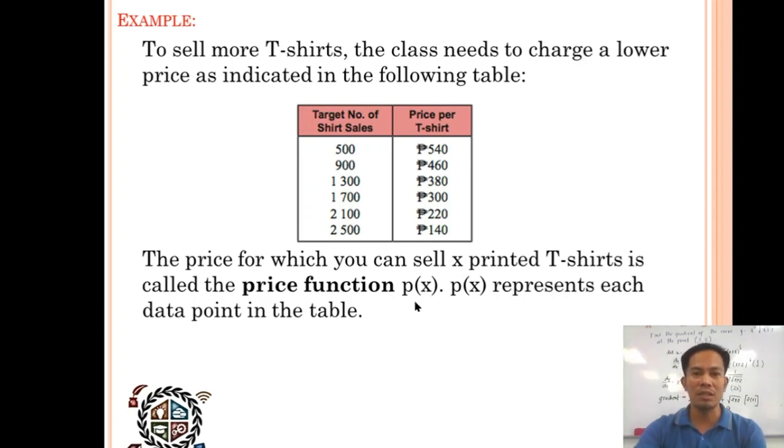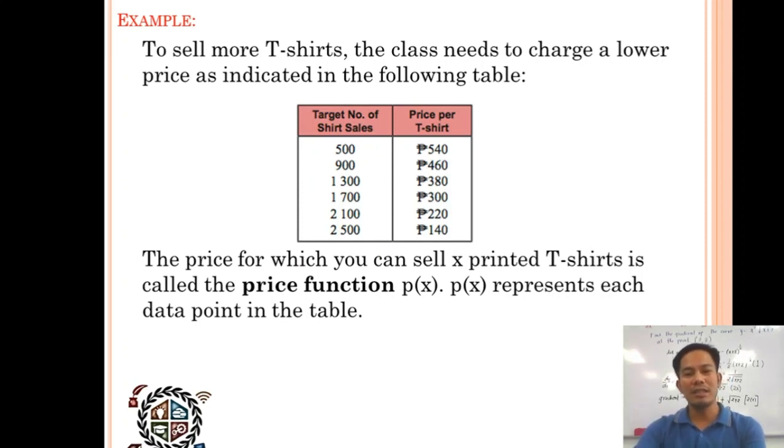Hahanapin po natin yung price function na yan. P of X represents each data point in the table. Okay? So, if ever may dumugtong pa dito, halimbawa, mapapansin nyo, 500 naging 900, nadagdagan ng 400, right? Tapos nadagdagan ulit ng 400, nadagdagan ng 400, nadagdagan ng 400, nadagdagan ng 400. Kapag naging 2,900 ba yan, magkano kaya ang lalabas dito? Ano yung magre-represent doon sa kalalabasan? Okay? What is that function?